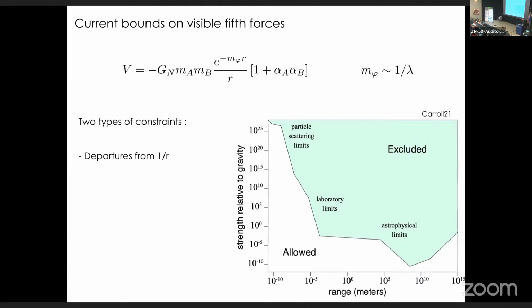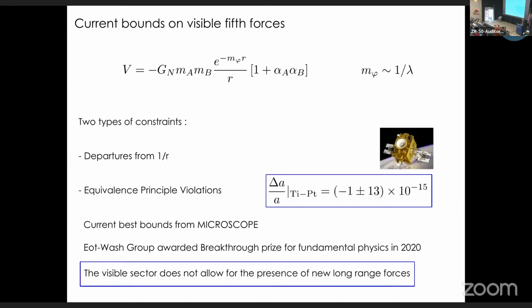So there are two kinds of bounds that you can have. One is on the range of this force, this m_phi, and one is on the violations between two different objects. And so these are the departures from 1 over r squared. And of interest for this talk is going to be the difference of acceleration between two bodies.